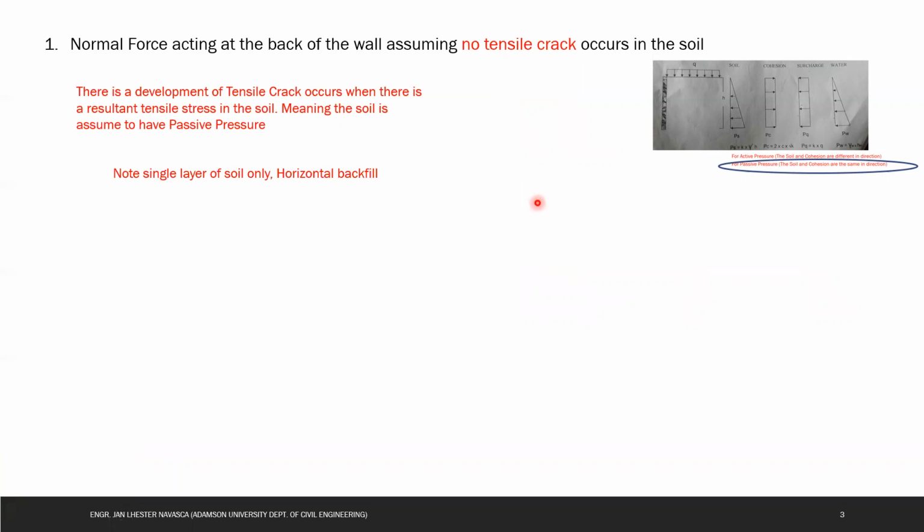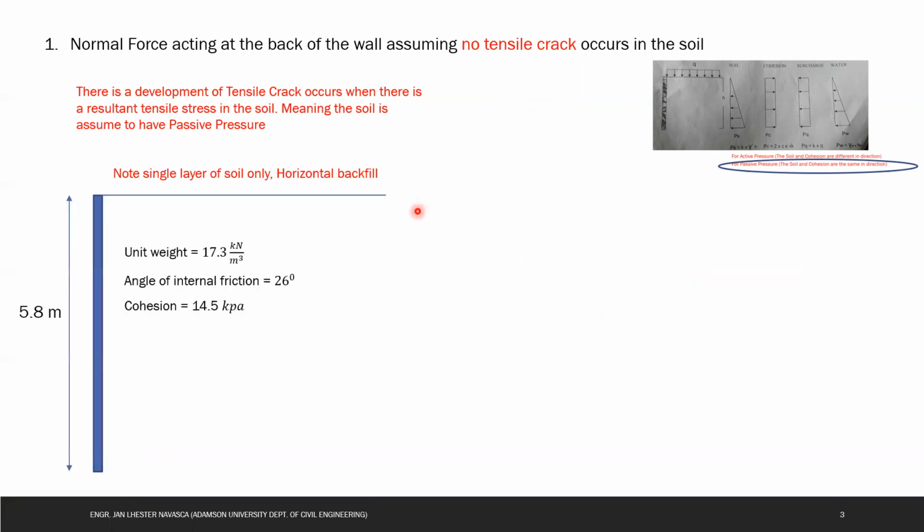Note again that this is a single layer and this is a horizontal backfill. Therefore, if you recall, the formula for K sub P is 1 plus sine phi over 1 minus sine phi, with the positive sign at the top. Therefore your K sub P, substituting the angle of internal friction of 26 degrees, is 2.561.